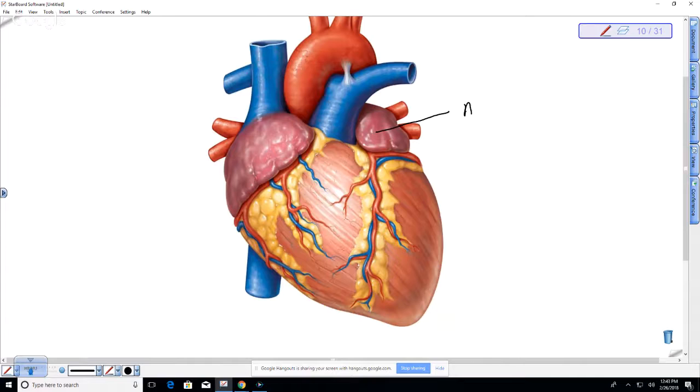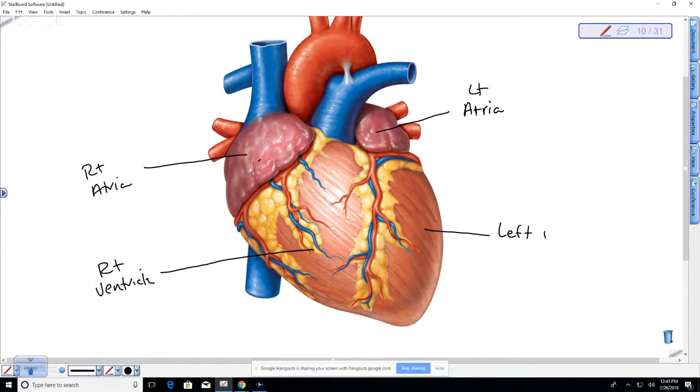This is the atria, right? This is my left atria. This is my right atria. This is the way they look on the outside, and they are said to be the auricles because they look like ears, like maybe dog ears, right? Okay, so those are auricles, but they're part of the atria. And then we can see here that this would be the right ventricle, and this is my left ventricle.